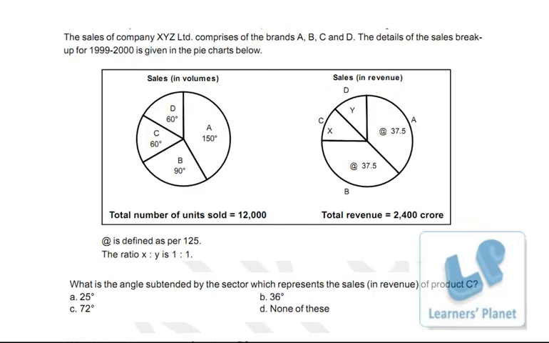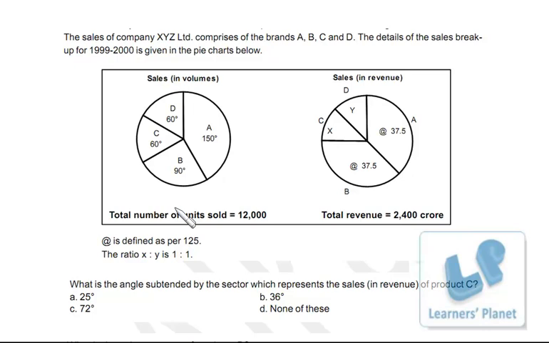So the very first set, the questions are based on these two pie charts. The sales of company XYZ Limited comprises the brands A, B, C and D. The details of the sales breakup for 1999-2000 are given in the pie charts below. So sales in volume and sales in revenue, right? Two pie diagrams have been given over here. Here sales in volume and here sales in revenue. So total number of units sold is 12,000 and total revenue collected is 2400 crore.